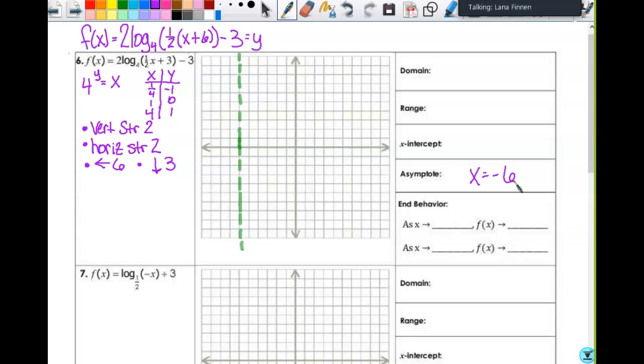Then I'm going to do my transformations. I'm going to start at 1/4, -1. Vertical stretch by 2, so now I'm at -2. Horizontal stretch by 2, well, instead of at 1/4, I'm at 1/2. Then I move to the left 6, 1, 2, 3, 4, 5, 6, and down 1, 2, 3.